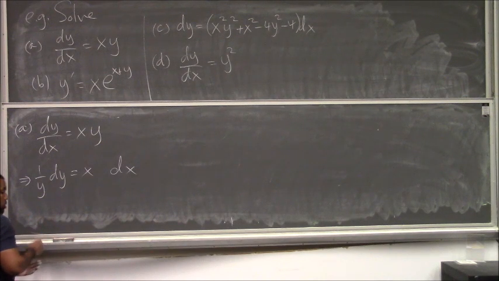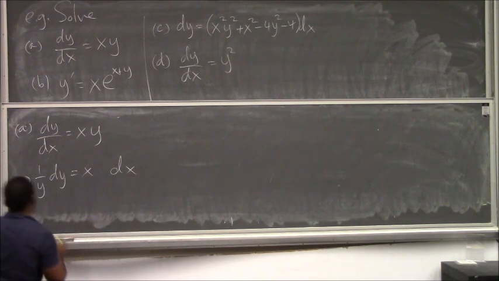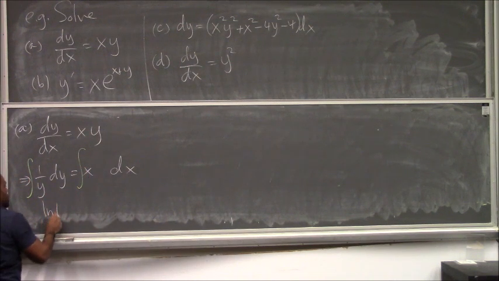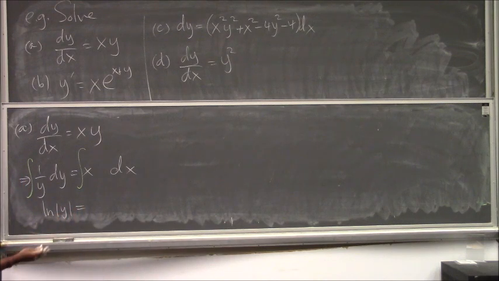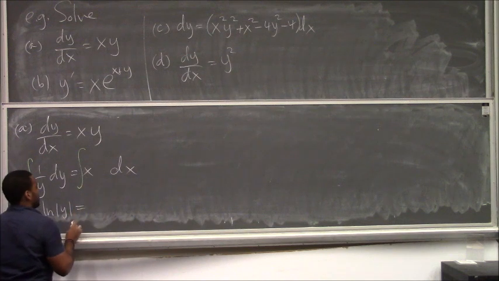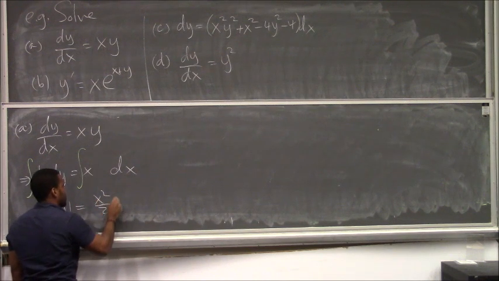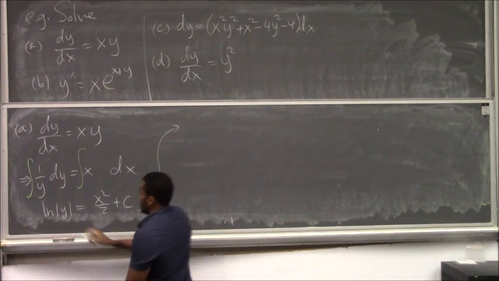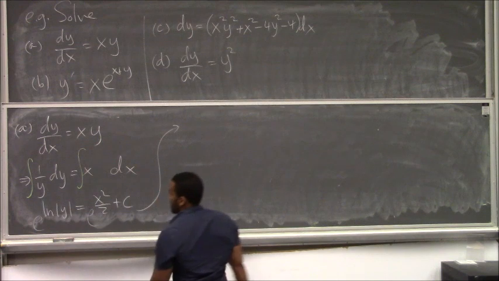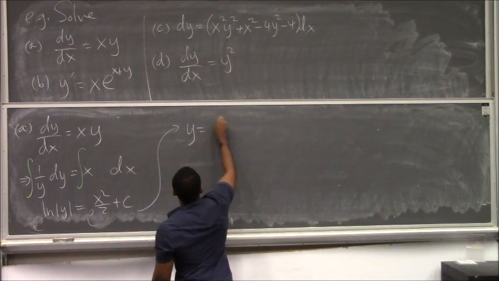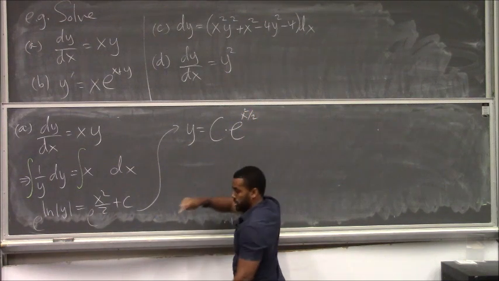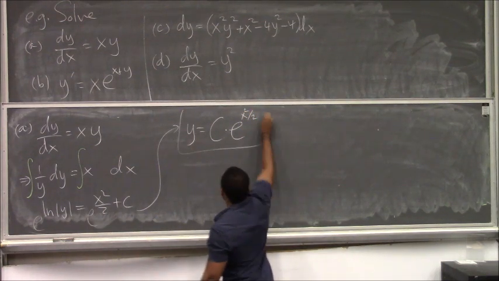Integrate both sides. Now you're in a situation where the variables are separated. You can integrate both sides. This is ln of absolute value of y. Technically, you always drop the absolute values because of that c can give you a different sign. Integral of x is x squared over 2 plus c. Now you can plug both sides into the e, and then you have y equals c times e to the x squared over 2. That's the general solution for this one.